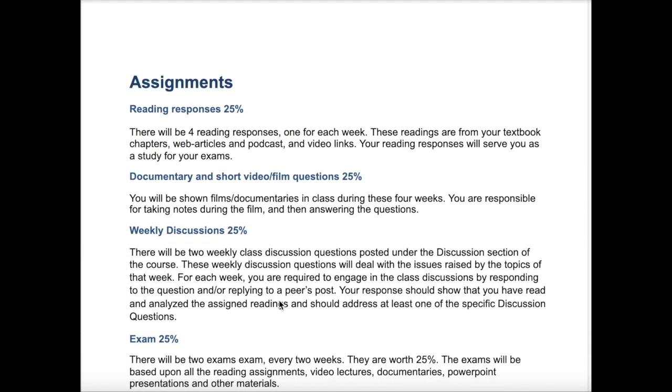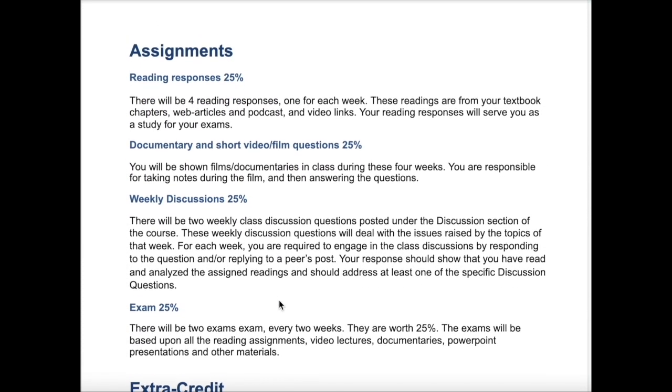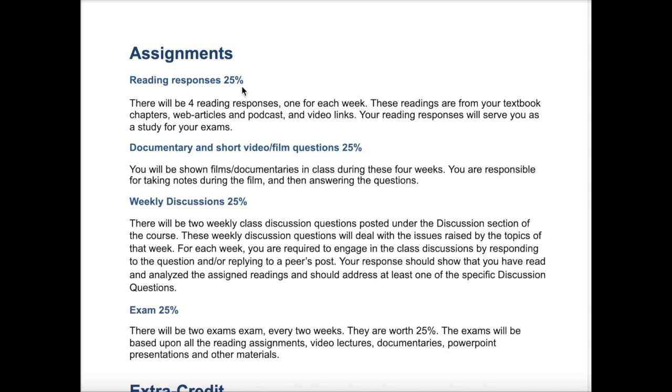And this is your grade breakdown. You're going to have four main items. Your reading responses are 25%. You're also going to have documentaries and short videos, which are 25% of your class. Your weekly discussions are 25%. And you're going to have two exams, which are also worth 25%. If you add this up, you're going to have 100%.